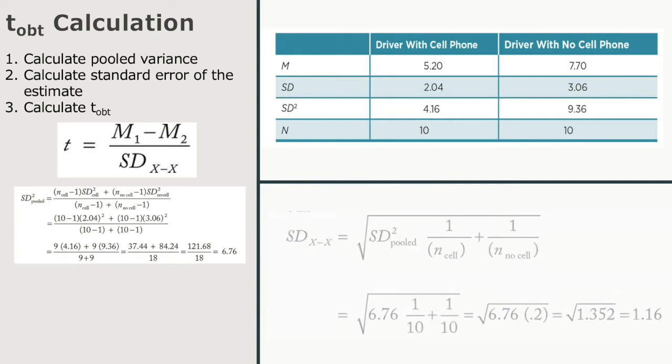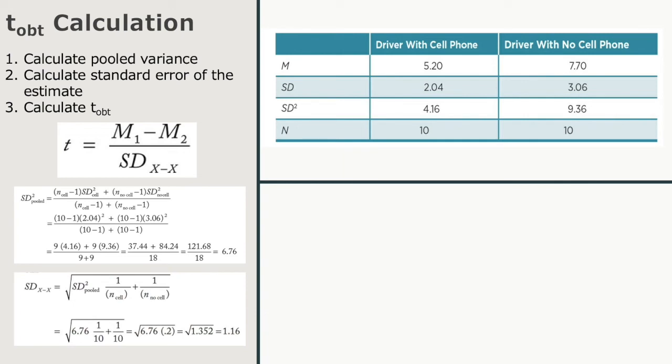The formula for standard error of the estimate is the pooled variance score multiplied by 1 over n plus 1 over n, all square rooted. So that's the square root of 6.76, which we just figured out, times 1 over n1, 10, plus 1 over n2, 10, equals the square root of 1.352, which gives us a standard error of the estimate of 1.16. There's our numerator. There's our denominator in our formula. So let's pop that over.